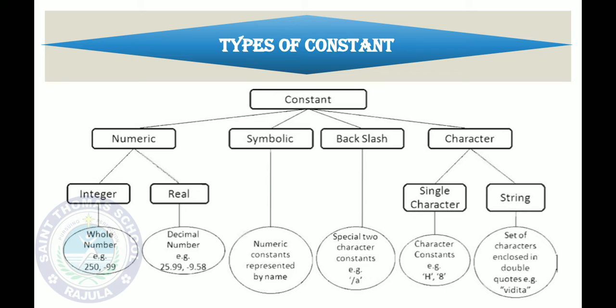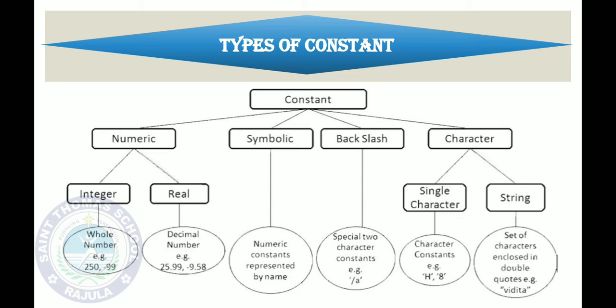Then the character constant is also further divided into 2 categories, single character and string character. Here an example is given: the single character constant is written in single quotation marks, and there must be only one character in it. And the string means a set of characters enclosed in double quotation marks. Here you can see a name like Vidita written with double quotation marks, not a single character but a group of characters, which makes the string constant.